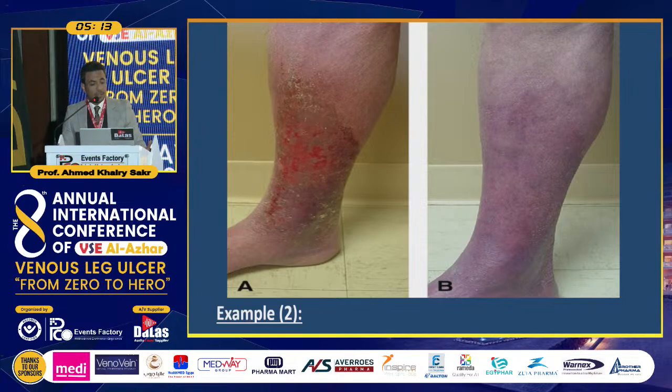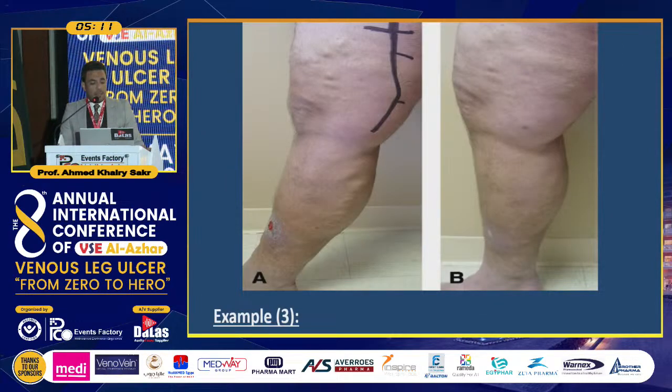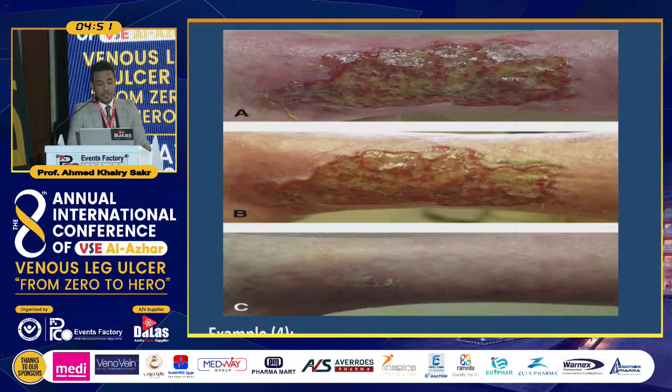In example number 3, prior to treatment, clinical CEAP classification number 6 with a score of the venous clinical scoring system of 18. 1 month after treatment, clinically CEAP number 5 and the venous clinical severity scoring regressed to 11 degrees.